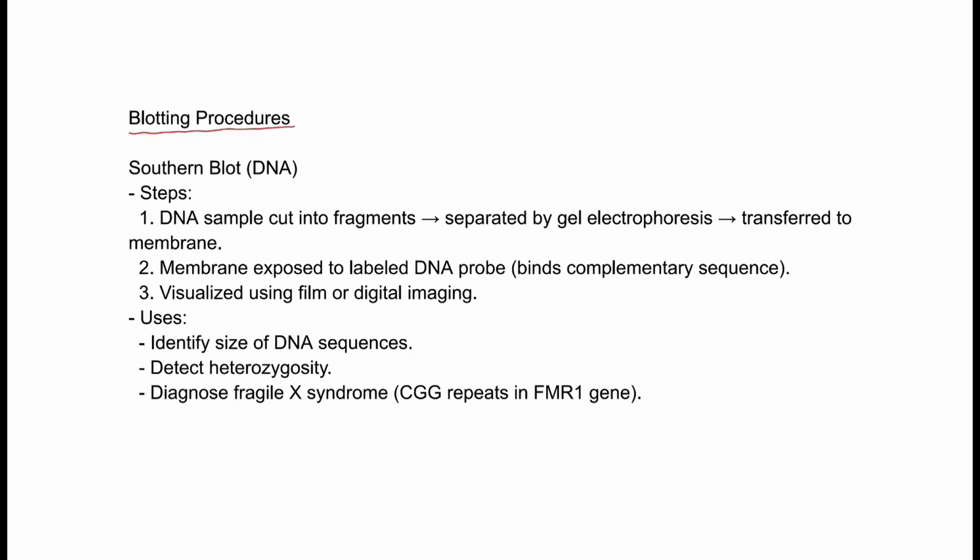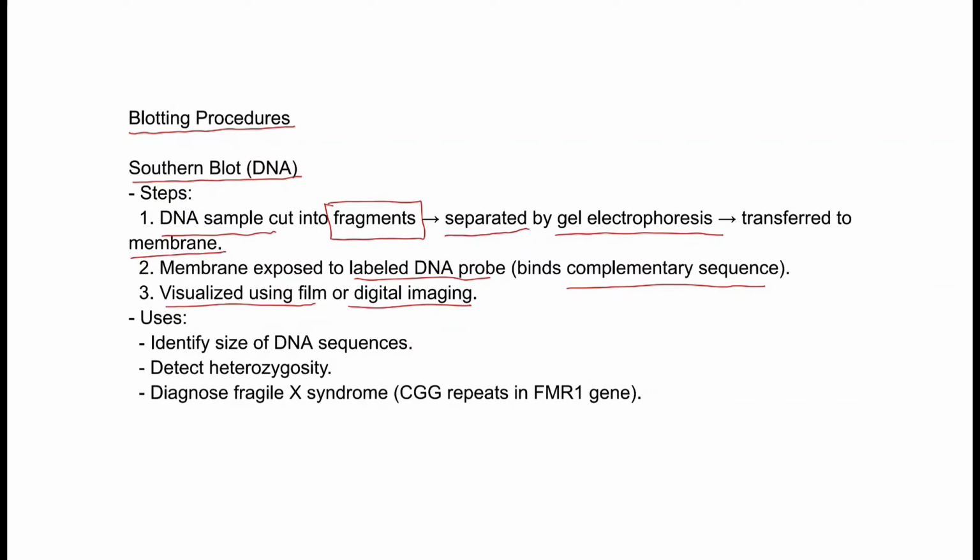Now we will discuss the blotting procedures. One is the Southern blot. Steps: the DNA sample is cut into fragments, and these fragments are separated by gel electrophoresis, then transferred to a membrane. Second, the membrane is exposed to a labeled DNA probe that binds the complementary sequence. Third, visualize using film or a digital image.